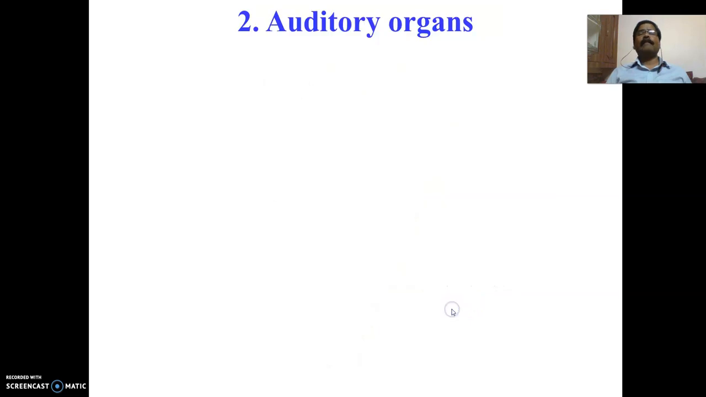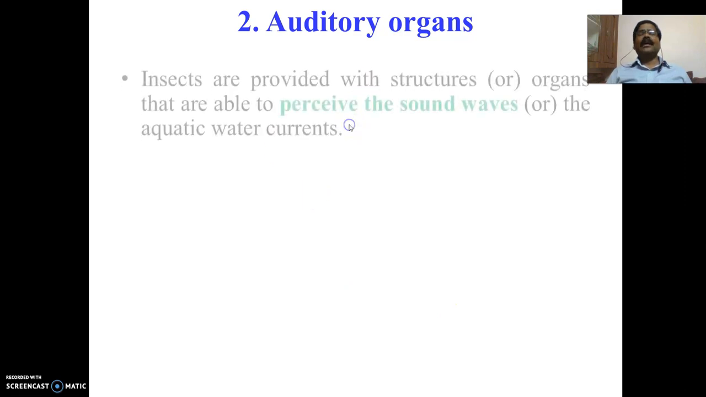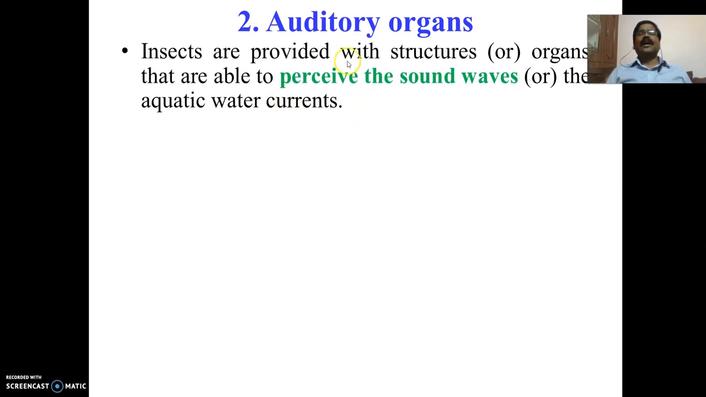Okay. Now the next part of this lecture is auditory organs. So what are auditory organs? These are the organs which are present at different locations of the insect, and these are the organs which perceive the sound waves, and also the aquatic water currents. So they perceive the sound waves as well as the aquatic water currents.